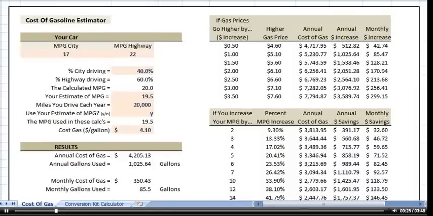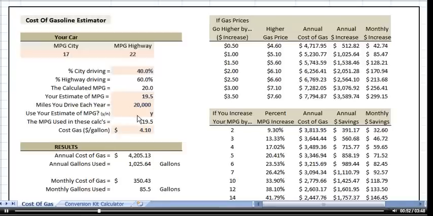This page lets you input data about your car. You can input your miles per gallon city and miles per gallon highway, estimate how much city and highway driving you do, and the spreadsheet will calculate your miles per gallon. And you can also enter your own estimate of miles per gallon. You enter how many miles you drive each year, and then you let the spreadsheet know, do you want to use the estimate of miles per gallon or the calculated one?